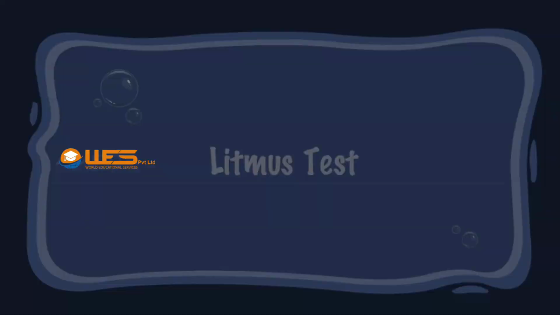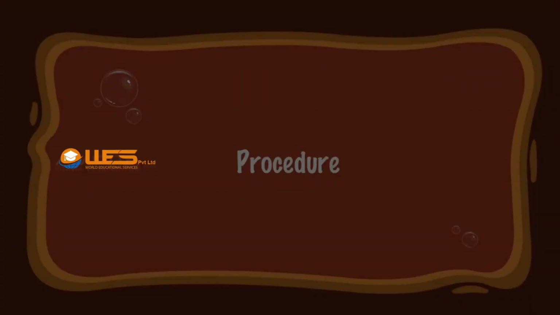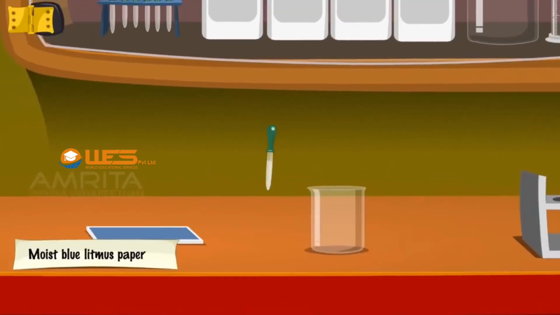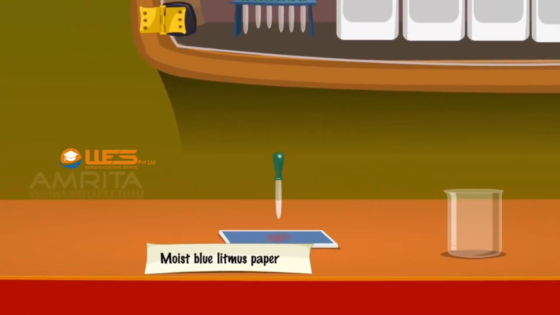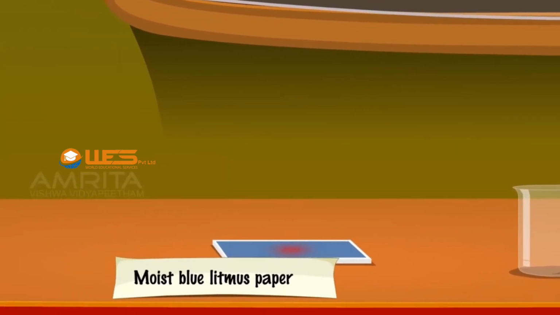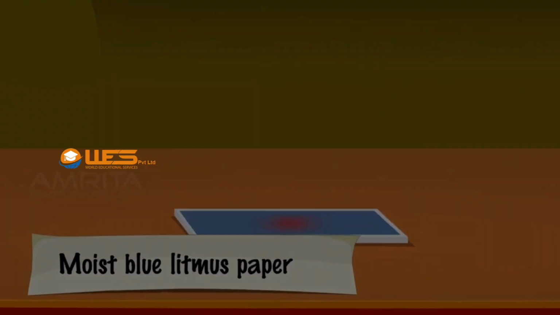Litmus test. Procedure. Take a small quantity of unknown solution using a dropper. Drop 2 to 3 drops of it on a moist blue litmus paper. Carboxylic acid turns blue litmus red, indicating it is acidic in nature.